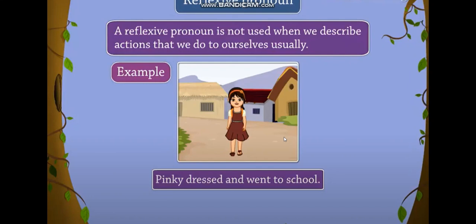Is it clear, students? So, what did we study today? We studied about possessive pronouns as well as interrogative pronouns. After that, we learned about personal pronouns and forms of personal pronoun. And we have also learned about reflexive pronoun. Now, in the next class, I'll teach you about relative pronoun and indefinite pronoun. Is that clear?